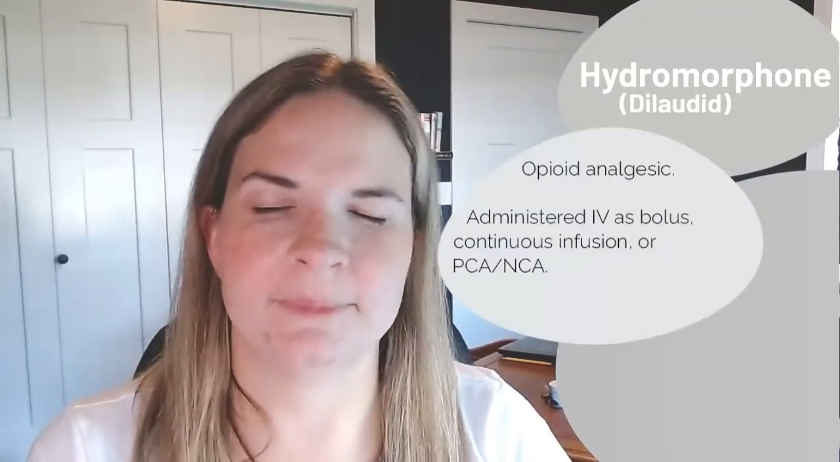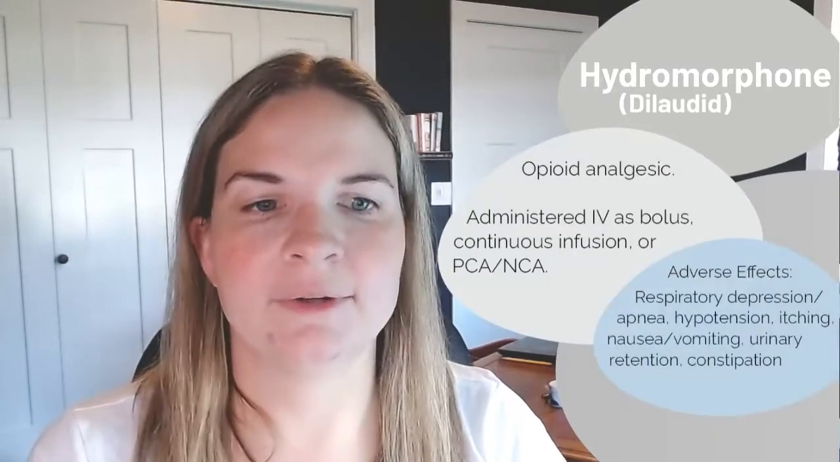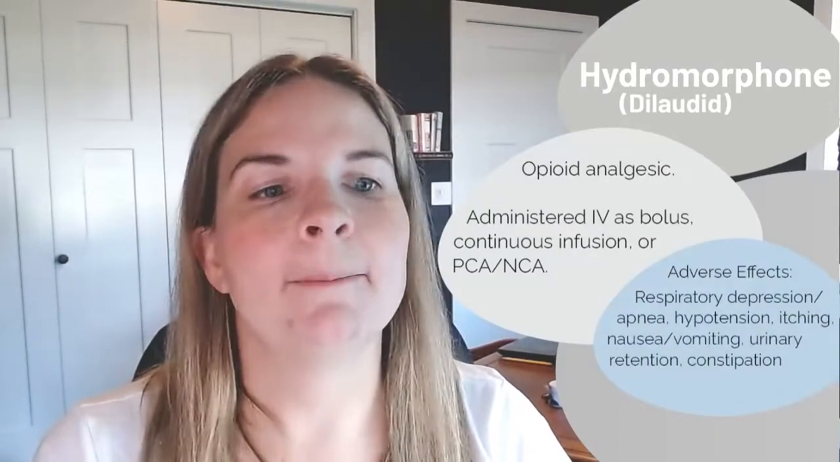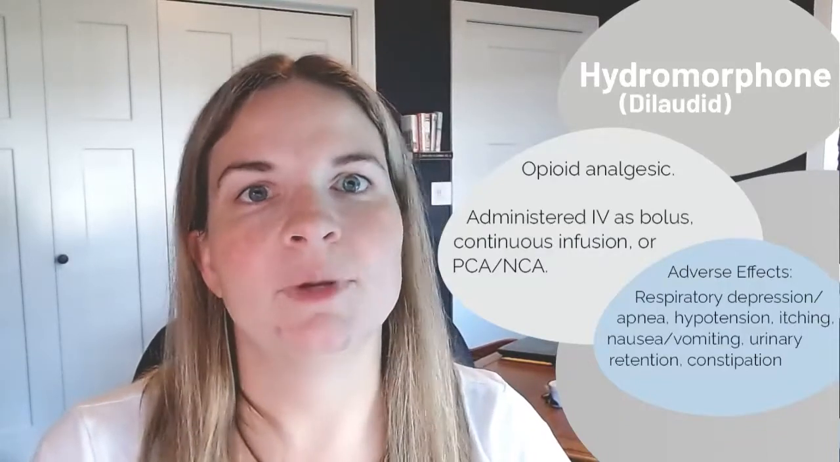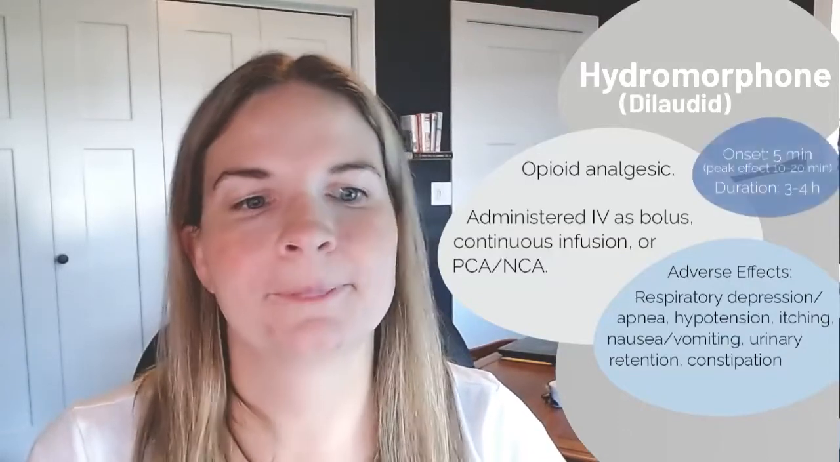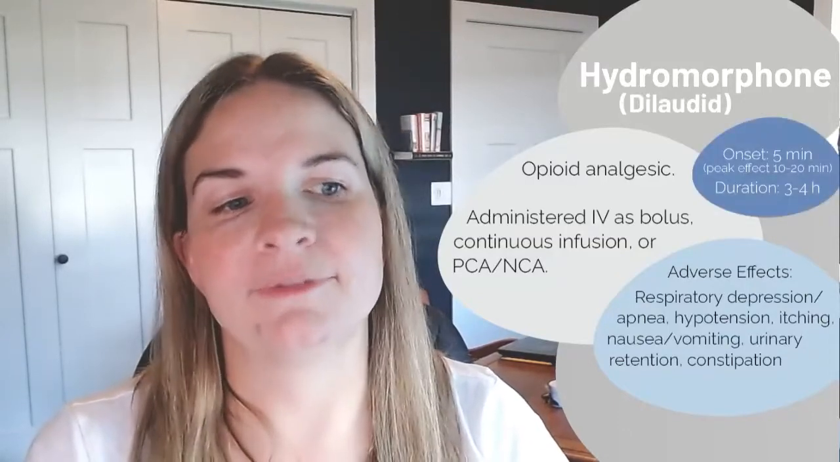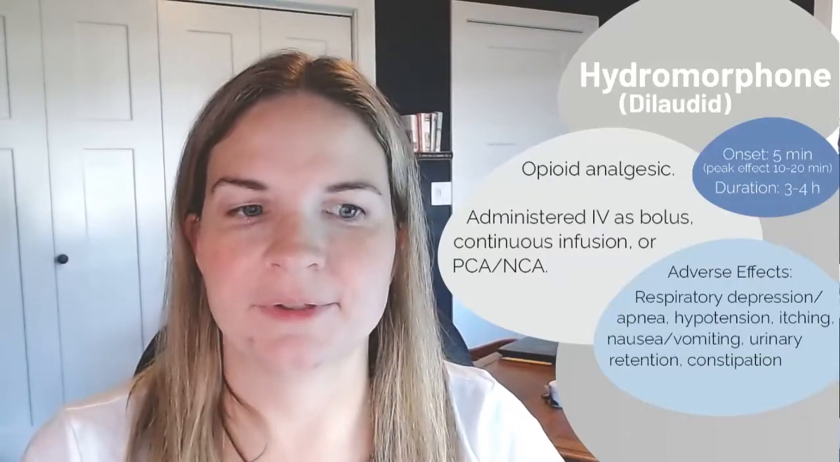Hydromorphone, or Dilaudid, is the third opioid analgesic you may encounter in the PICU. It has the same side effects as morphine, including respiratory depression and hypotension, but some people think it is less likely to cause significant itching or nausea, and indeed we often switch to Dilaudid when a patient has significant side effects from morphine. Dilaudid takes effect within around 5 minutes, with peak effects in 10 to 20 minutes. It lasts for 3 to 4 hours.